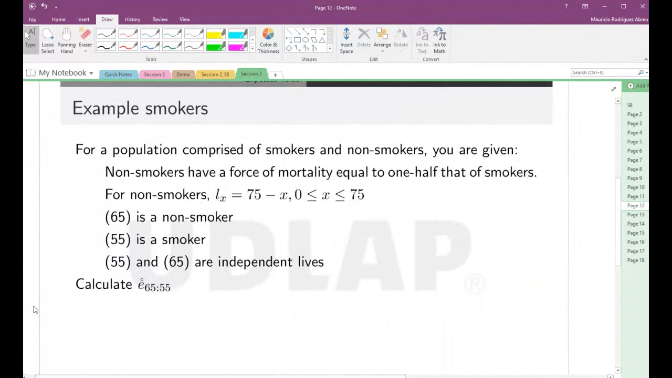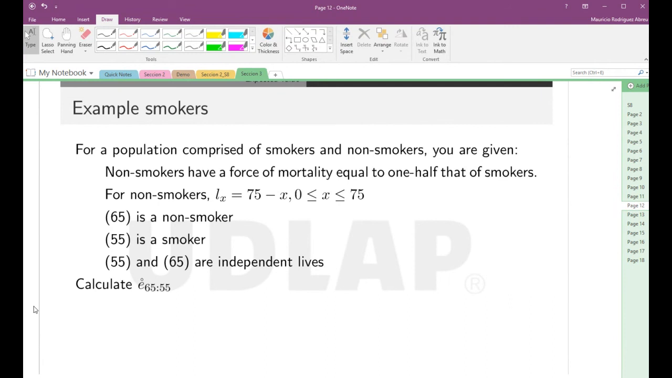Okay, this is something more like applied, we can say. Again, here we have a population. In this population, we have smokers and non-smokers. Okay? We know, or we are given this following information.